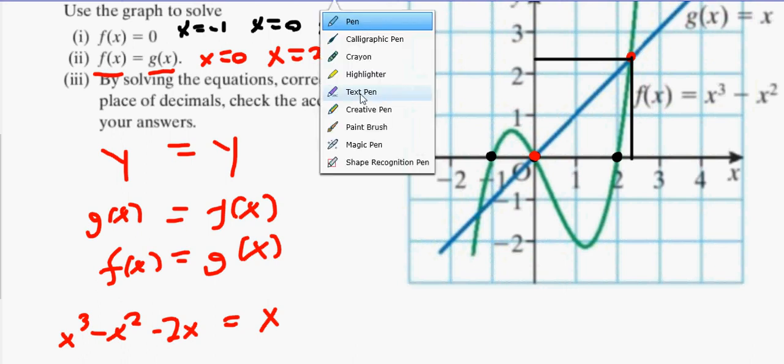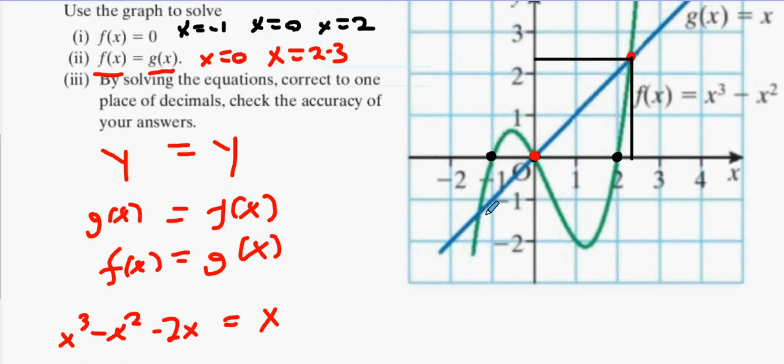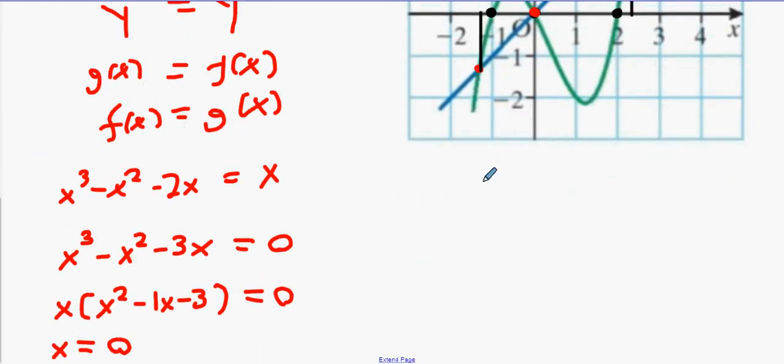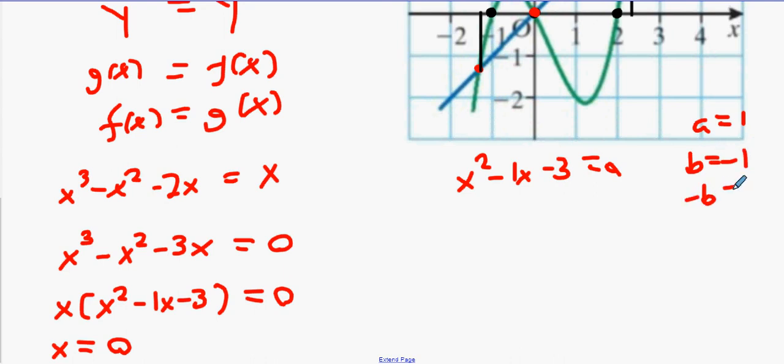Oh! I also forgot the third answer, didn't I? There's a third answer as well. Look at that one. How much do you think that is? 1.3, 1.2? Okay. Now guess what we're going to do? We're going to solve this with the minus b formula, and we're going to find out what the other two values are really easily. We're going to get a equals 1, b equals minus 1, minus b equals plus 1, c equals minus 3.